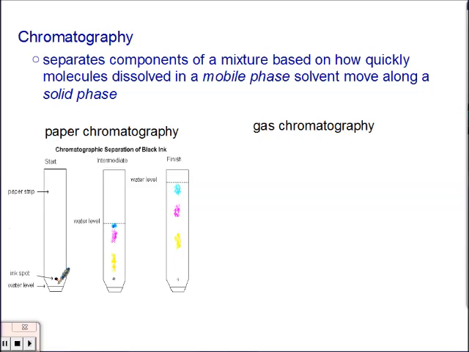I start with an ink spot, and I put this in water. Notice the water is only down here at the bottom, but the water is going to be absorbed by the paper and get pulled up. And when it pulls up the paper, it carries these other things with it. The things that dissolve are more water soluble. The farther they move, the more water soluble they are. Something that doesn't move at all is not water soluble.